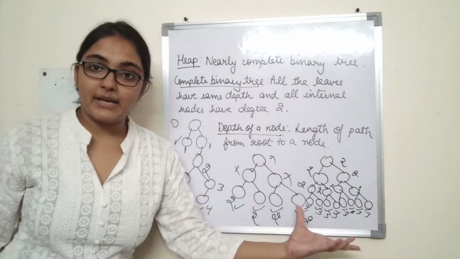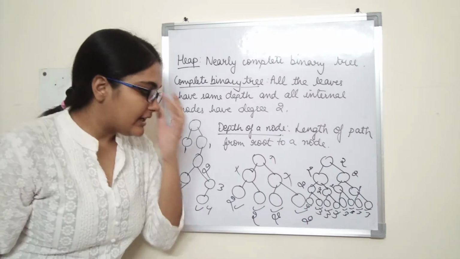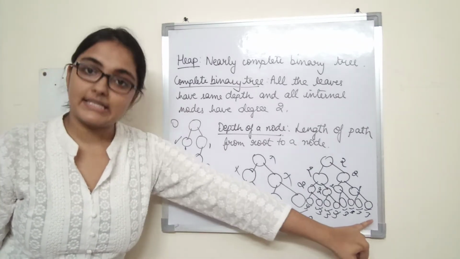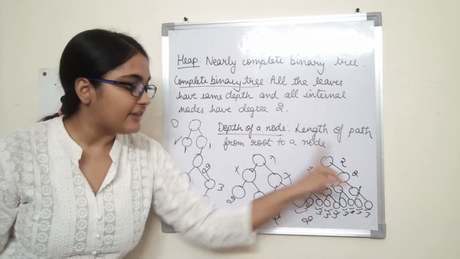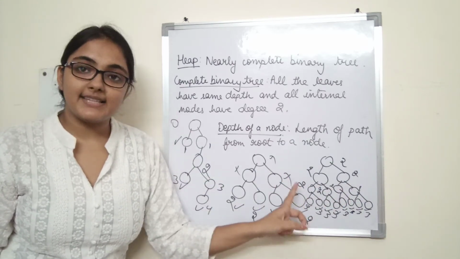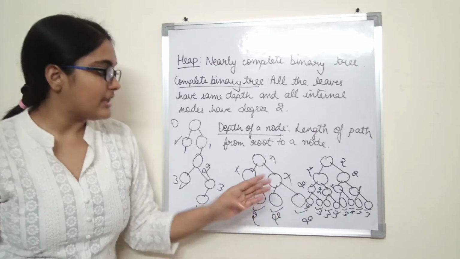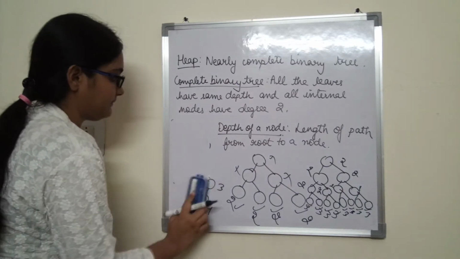So a node can be either an internal node or a leaf. We calculated the depth of all the leaves, and they are all of the same depth. And also the degree of every internal node is 2. All the internal nodes have degree 2, that is, they have 2 children. So it is a complete binary tree. Now let us take another example.